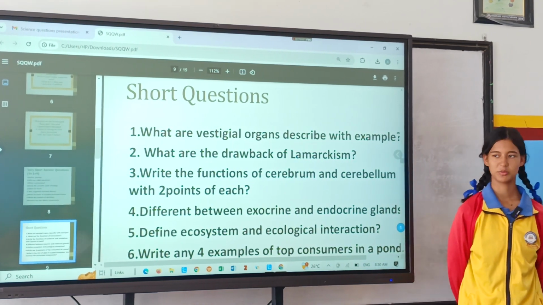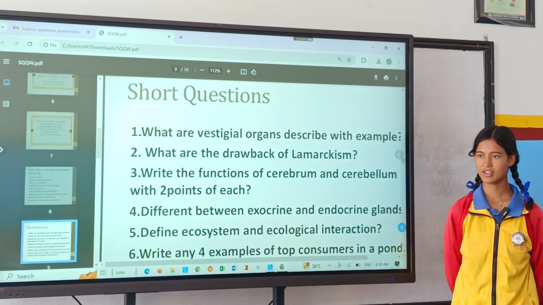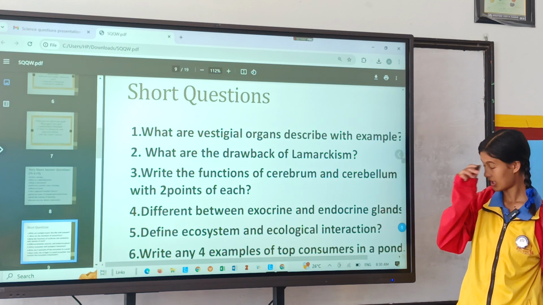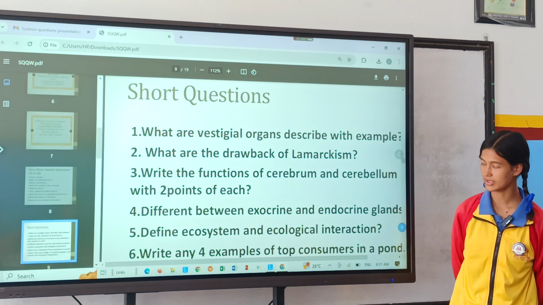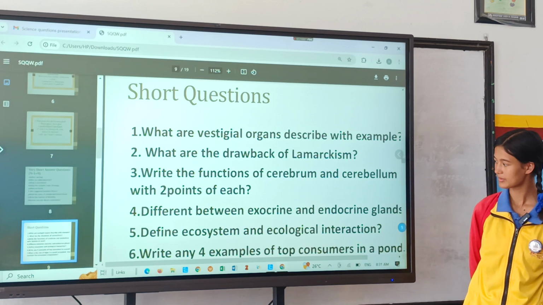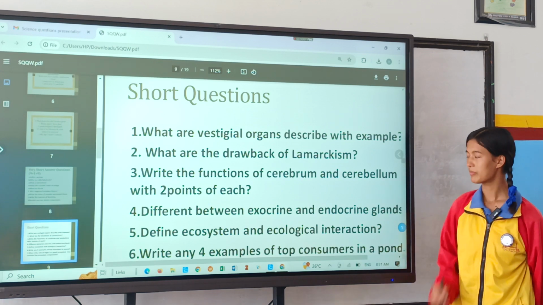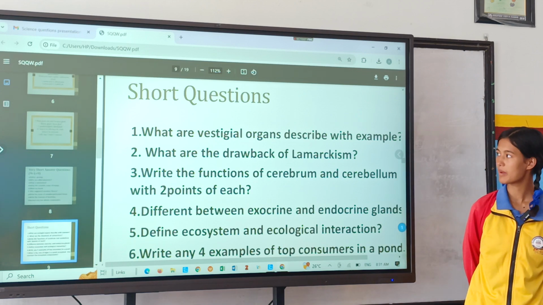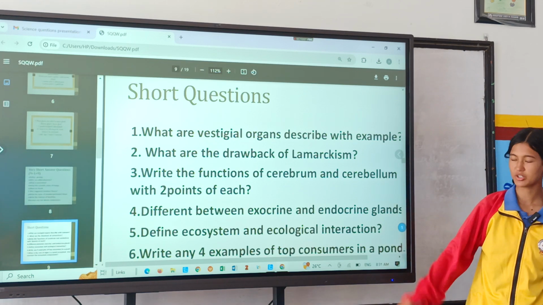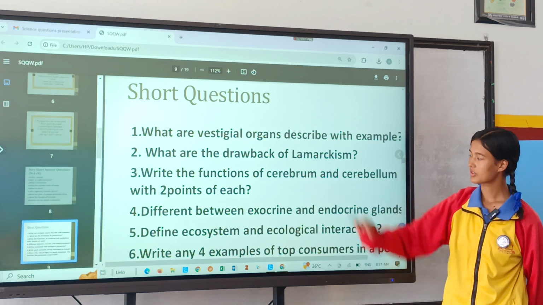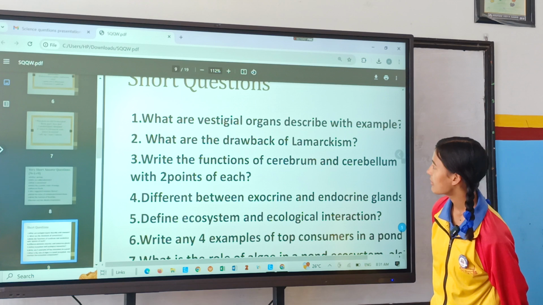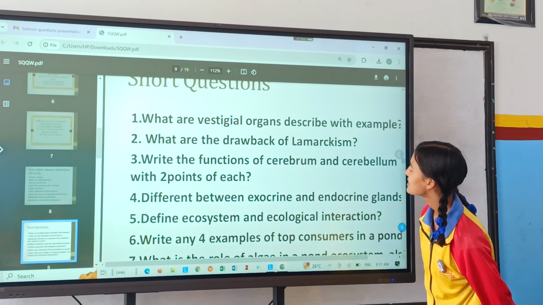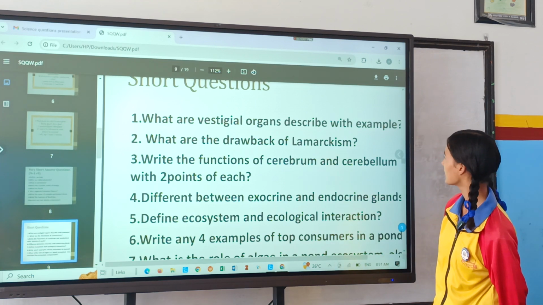Namaskar and very warm good morning to you all, our science teacher and my dear friends. As we are discussing the question answer of first term examinations of 75 marks, and some of my friends have already discussed about MCQ and very short question answer. My turn is to discuss about short question answer. First one is, what are vestigial organs? Describe with examples.